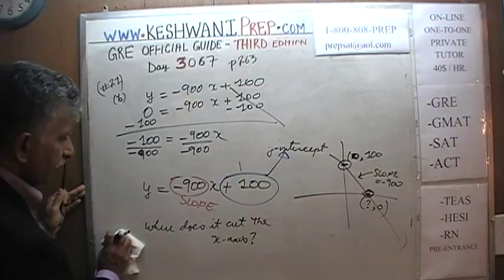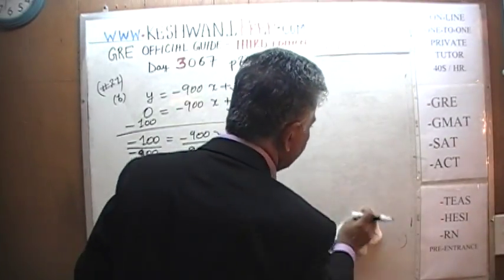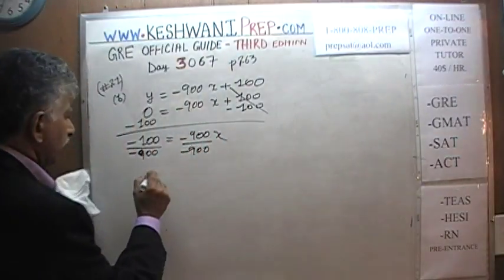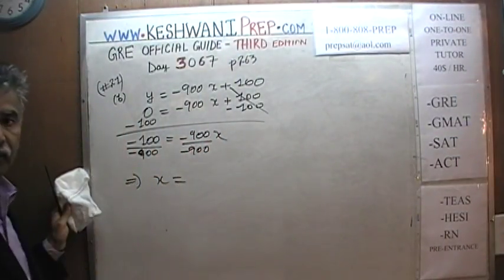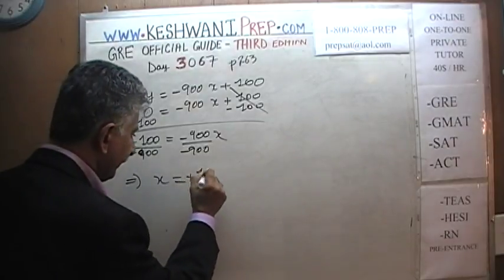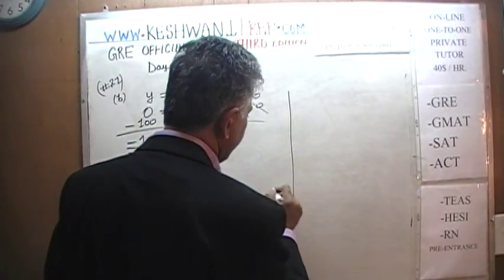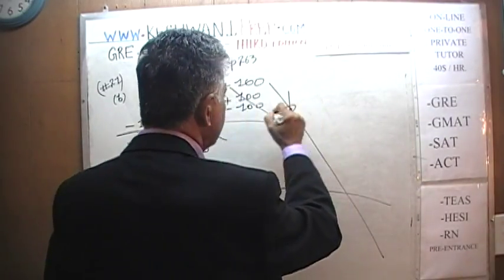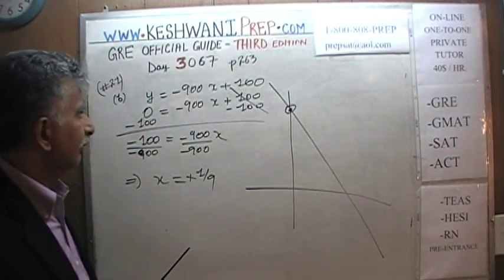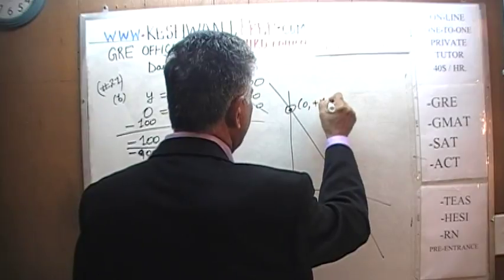We need the room, so I'm going to erase all of this. We can redraw it so it looks a little bit better. This implies that x is equal to negative 100 divided by negative 900, which is positive 1/9. So let's draw it one more time. It's a negatively sloped line. We found the coordinates of the y-intercept: 0, positive 100.